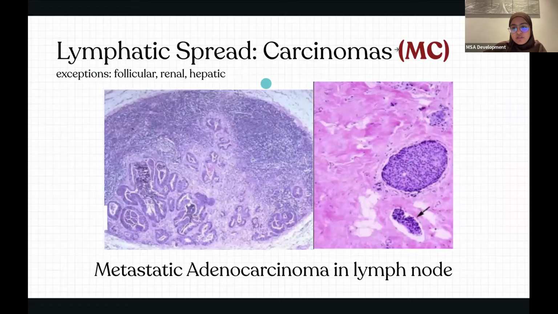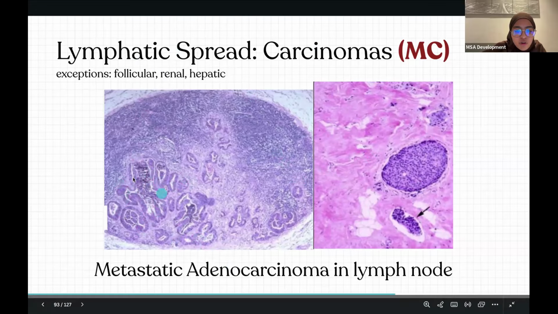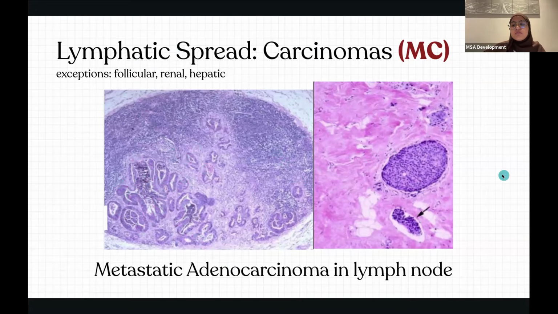Lymphatic spread of cancer, which is most commonly seen in carcinomas. The only carcinomas that don't go through the lymphatic spread are follicular, renal, and hepatic, just because they're closer to the blood than other carcinomas. So you can see here, this is a lymph node, and you can see in the lymph node, there's glands from the adenocarcinoma. The glands are forming inside the lymph node.